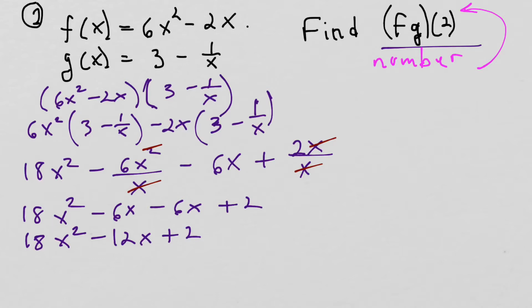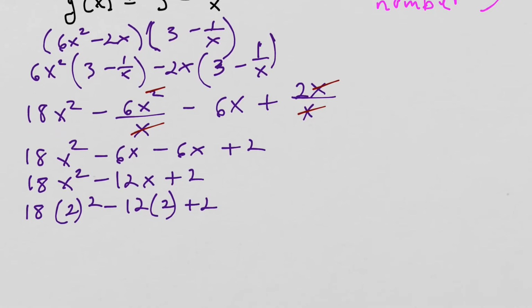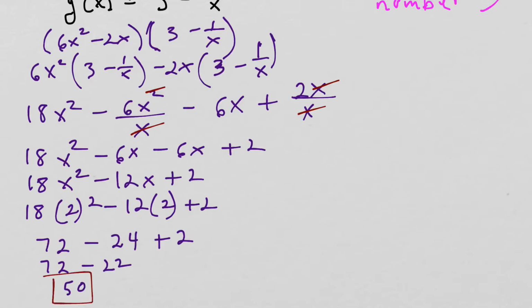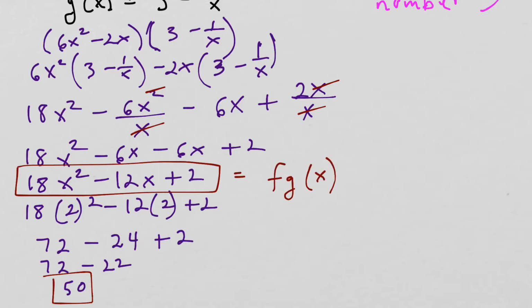Alright, so if I want to go ahead and plug 2 in now, I'll get my number. So that's going to be 18 times 4 minus 24 plus 2. So that's 72 minus 22, so that's 50. So our numerical answer is 50. Now this is our new function here. If we were asked for (f·g)(x), that's our new function.